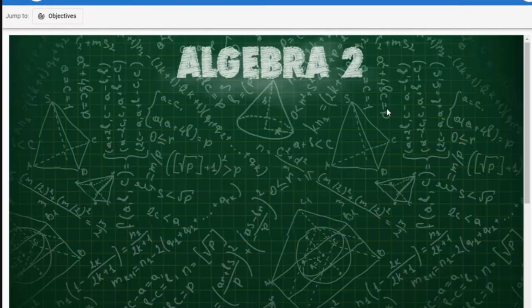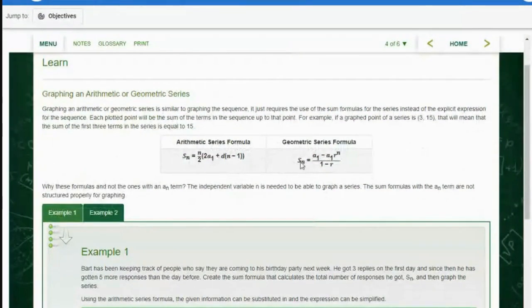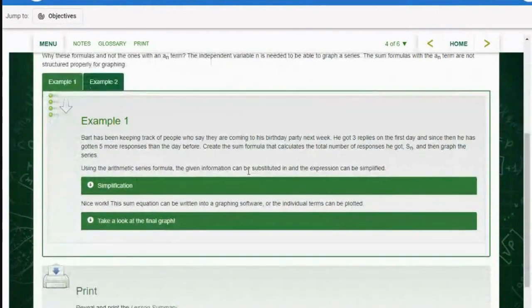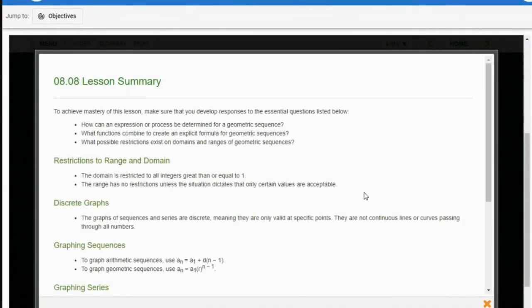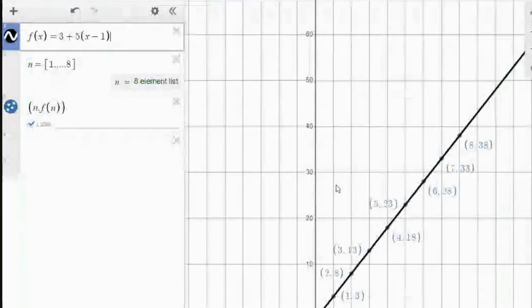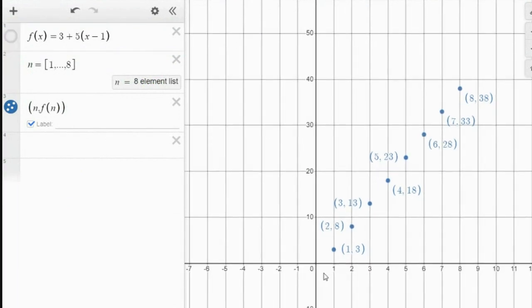All right, so page 4 has our summary. There's the 2 formulas again that you should already have in your notes with more examples. But the lesson summary just talks about graphing, restrictions to the range and domain. Remember, domain is greater or equal to 1. Notice when it graphs it, not the equation here, it starts at 1. It doesn't graph anything at 0 or the negatives.